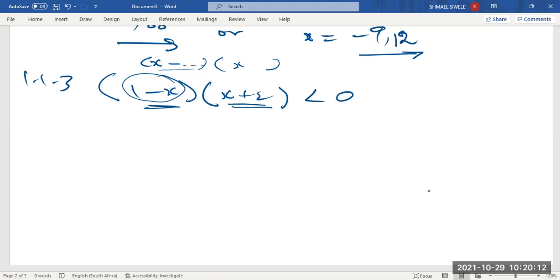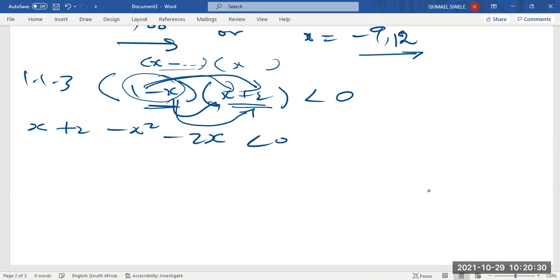So let's expand. Now we're going to have 1 times x, that's going to give us x, and 1 times 2, that is going to be plus 2, negative x multiplied by x squared, that's going to be negative x squared, and negative x multiplied by 2, that is going to be negative 2x, less than 0, right? Now writing this in the standard form, we're going to have negative x squared, then we have x here, and minus 2x there. So it means we're going to have minus x here, and then plus 2 less than 0, right?